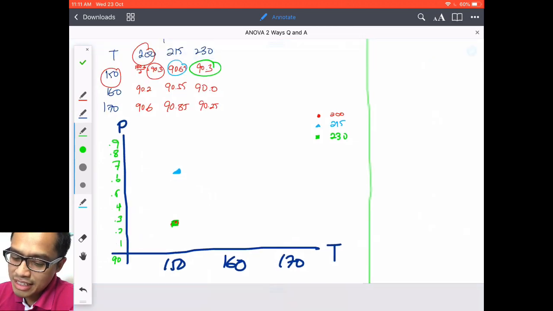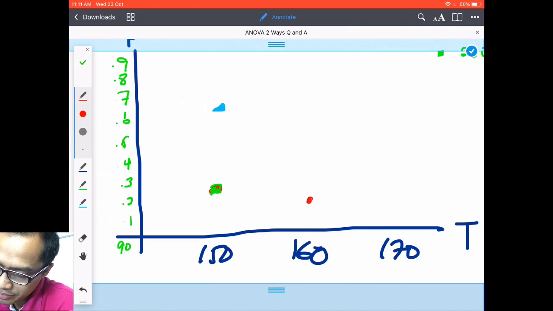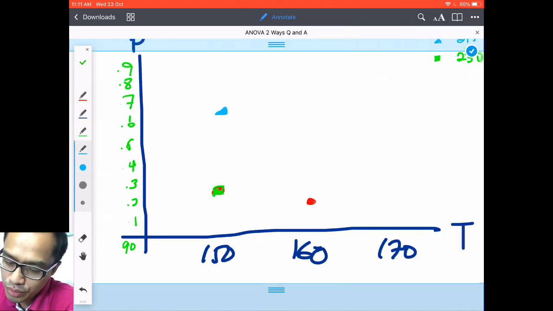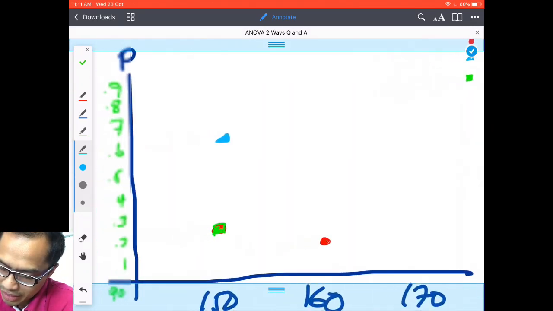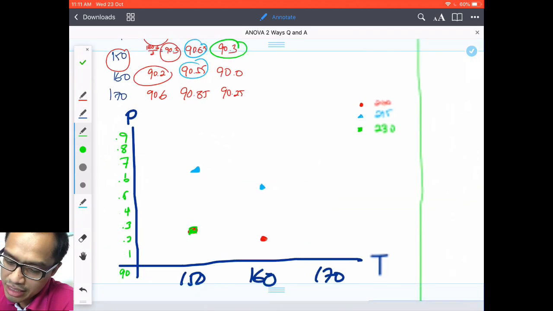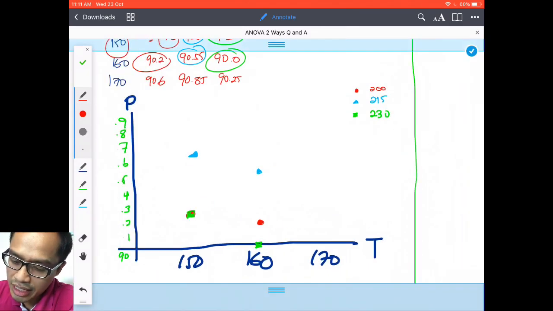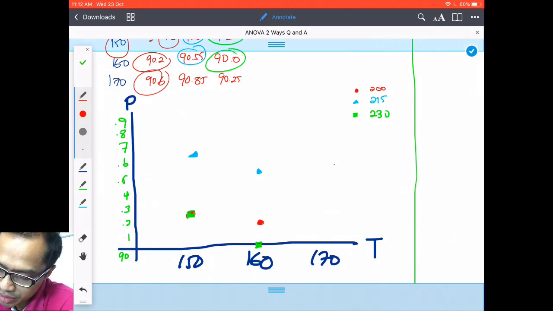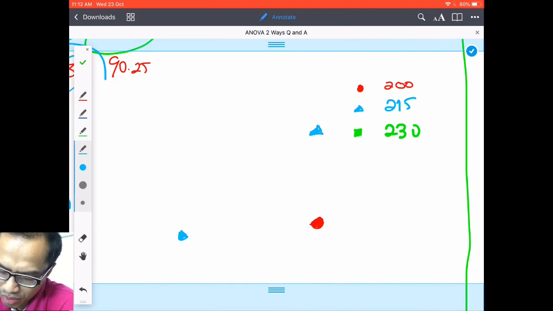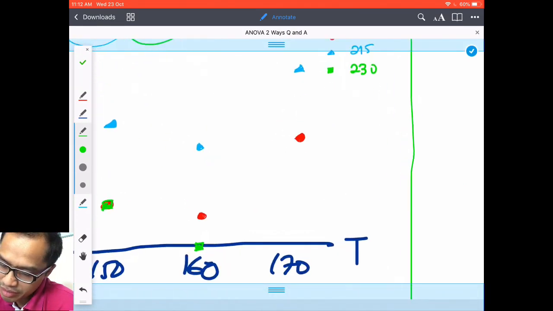Okay, so at 160 degrees, the red one is 90.2. 90.2 is here. I'm going to draw a circle. And light blue is 90.5, so somewhere in here, a triangle. And the green is 90. So here is your 90 and here is our square. Red, 170, 90.6. So it's somewhere here. So I'm going to draw a circle. And a blue, 90.85. So above here, more or less. And the last one is 90.25, somewhere here. What I need to do next is connect the dots.